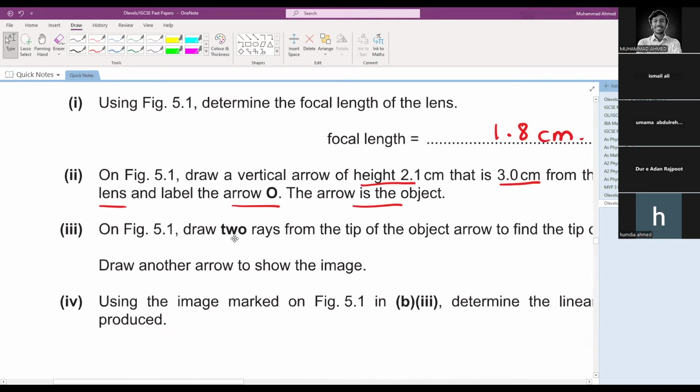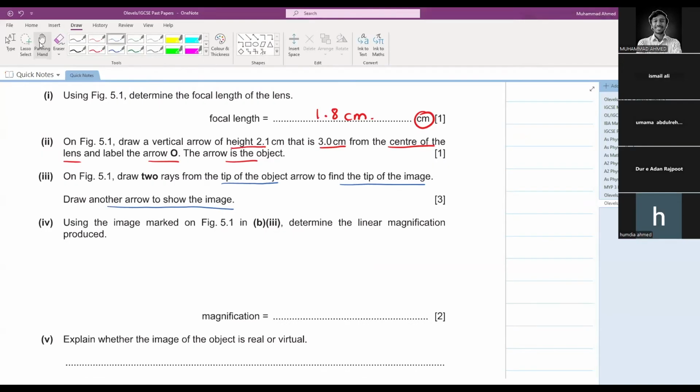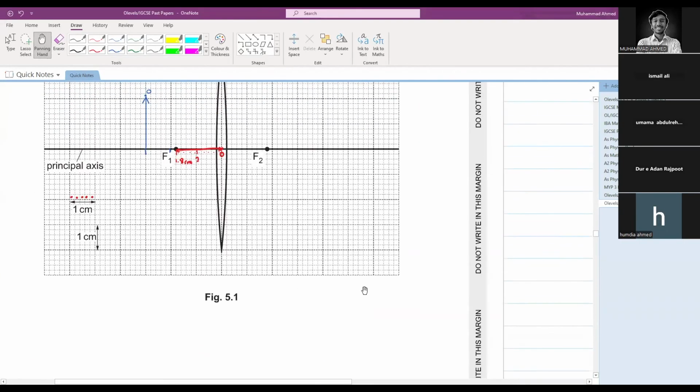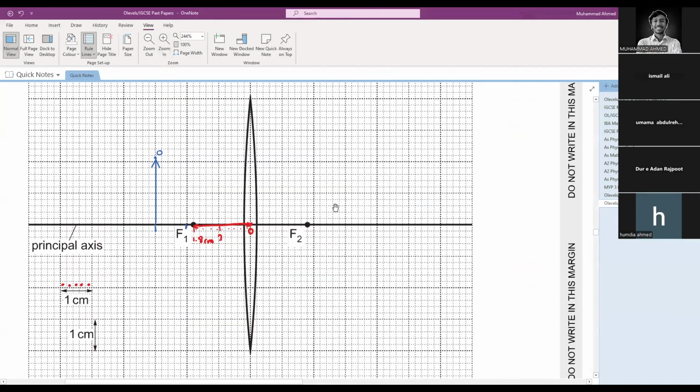Now draw two rays from the tip of the object to find the tip of the image. Draw another arrow to show the image. Now, to put it simply, you have to draw the image. बेटा image किस तरह draw करोगे? How will you draw the image? Very, very easy. First of all, listen to this carefully.